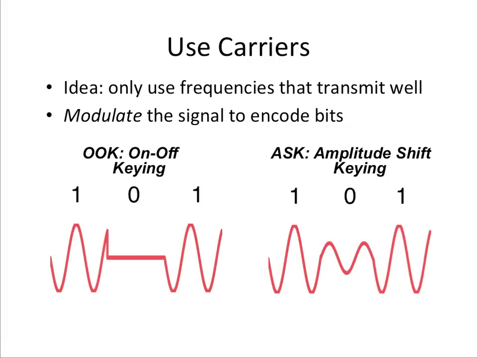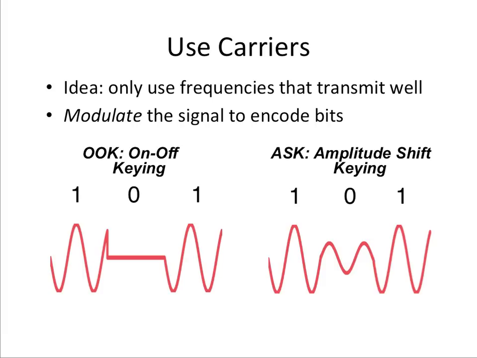So we're going to use the carrier signals, basically the signals that are going to propagate well in the medium, but we're going to tweak them in some ways so that we can actually interpret these variations as information. That's what we're trying to do.